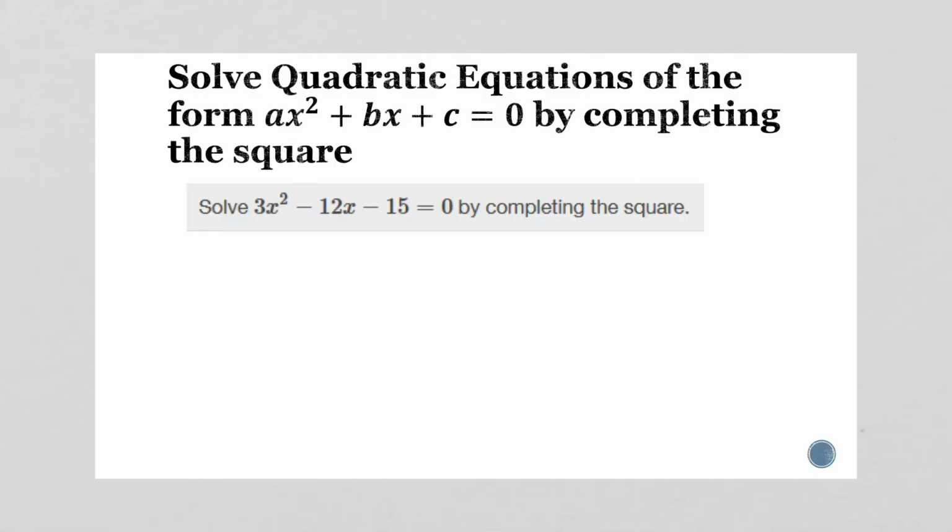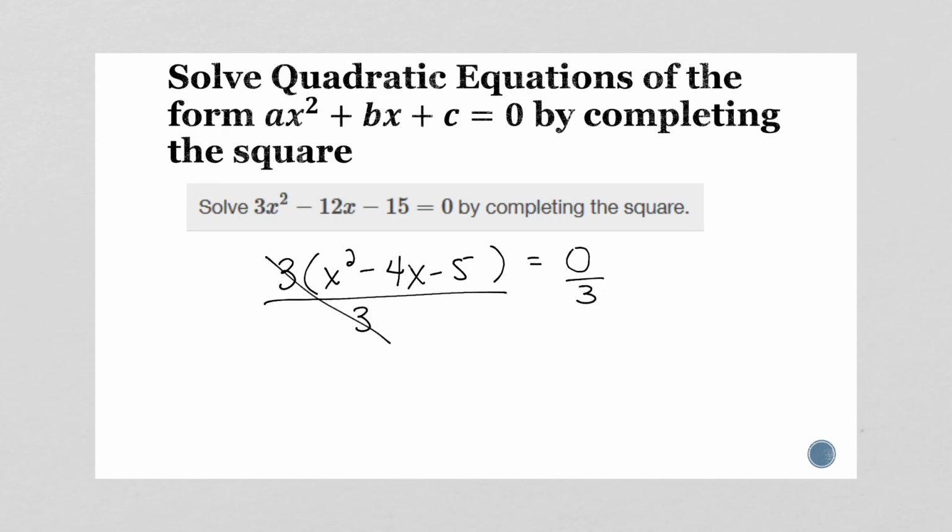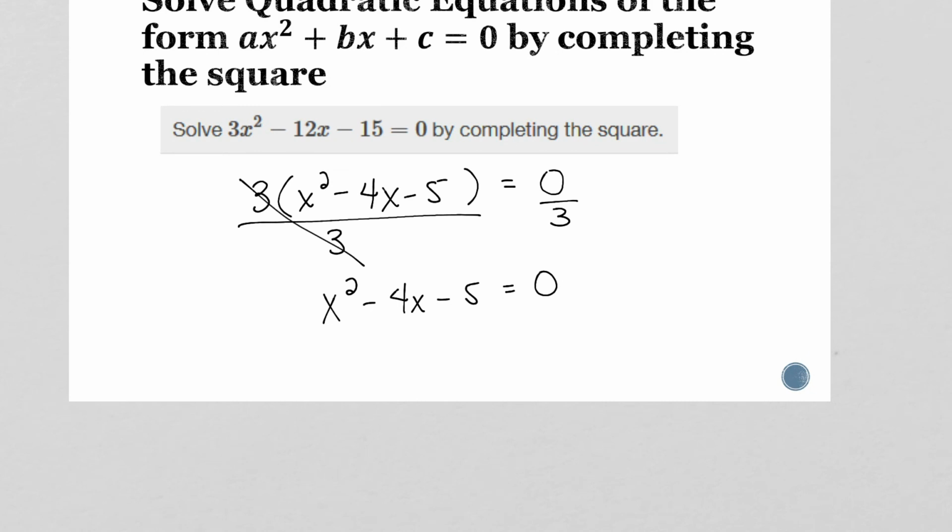Okay, so in order to use completing the square, you need your leading coefficient to be 1, all right? And it's not 1 right now, it's 3. All right, so what we're allowed to do is notice all of these guys have a factor of 3. So I'm going to factor out the 3. Okay, so now I'm going to divide both sides by 3, and that made those go away, right? Okay, so now I'm going to move my constant term to the right.